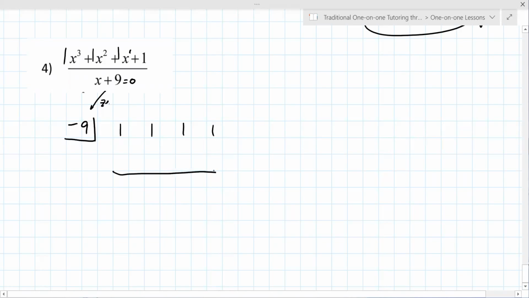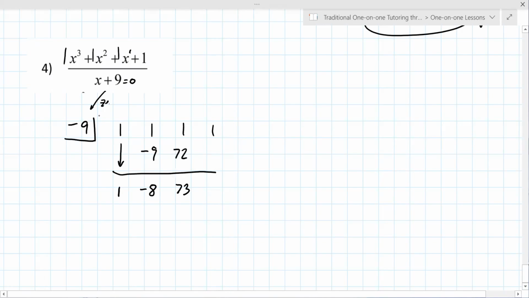Okay. This will make sense after we do a few more of these. Now you always bring the first number down. That always happens. Then you multiply 1 times -9 and put that here. And then you add. So this is -8. Then you repeat. So you take this -8 and multiply by -9. So that's 72. Then you add 73.